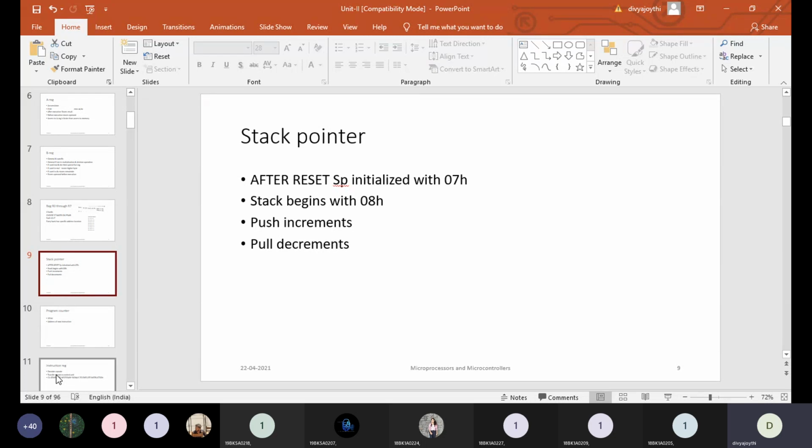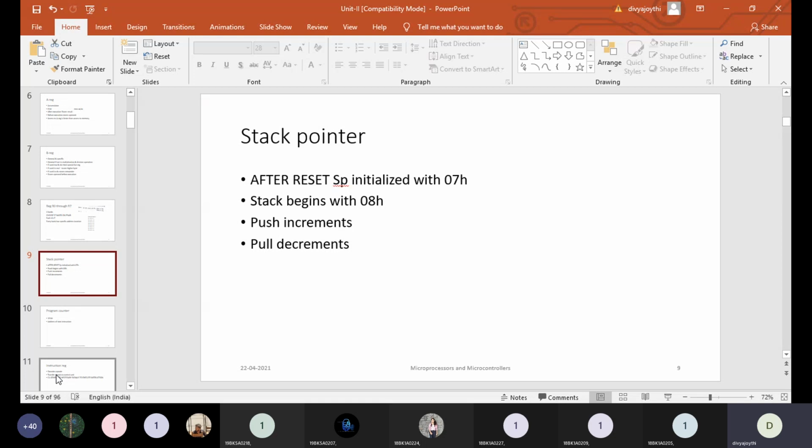Stack pointer will be working with stack register. As usual, it will store the address of the stack register only. Stack pointer will point out the address of the stack register. After the reset operation, the stack pointer will be initialized with a value of 07H. Remember this particular point in 8051 microcontroller.